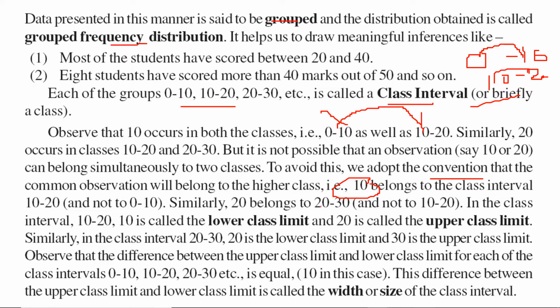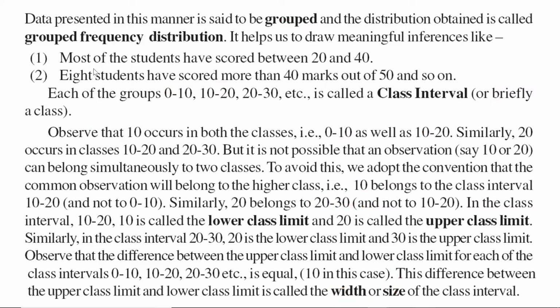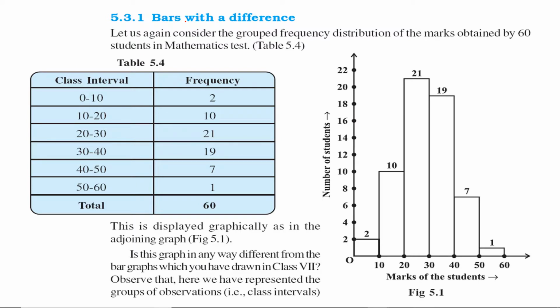So this lower is called the lower class limit. The higher number is called the upper class limit. And the difference in all the cases is same. See, 10 minus 0 is 10, 20 minus 10 is 10. So every time the difference is same. And this difference is nothing but width or size of the class interval. We have this one as the grouped frequency distribution.